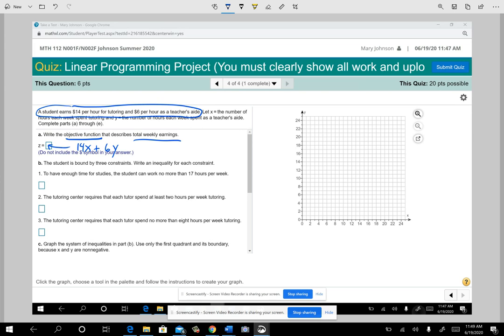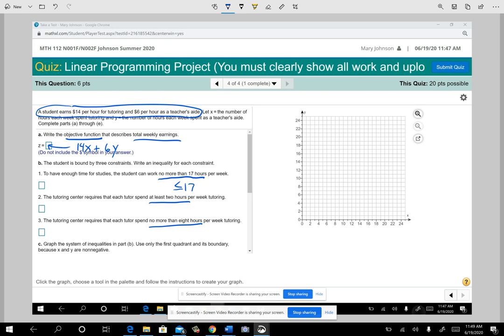All right, now the constraints sometimes get people because it's hard sometimes to interpret the correct inequality to use here. Okay, so let's work on that. So first off, when it says no more than 17, it means you can work 10, 11, 12, you can work 15, 16, you can even work 17. You just can't work 18. So you have to work less than or equal to 17.